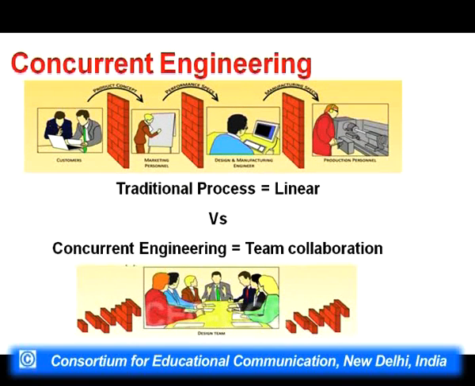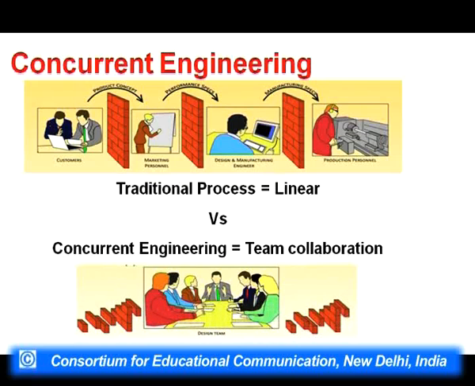Now, this slide shows the difference between the concurrent engineering process and the traditional process. The traditional process is linear in sense. Linear in sense means first the customer gives some idea about the product and the product concept is formed. Then it goes to the marketing personnel, and then it goes to the performance specifications, and one after the other all these steps are taken.